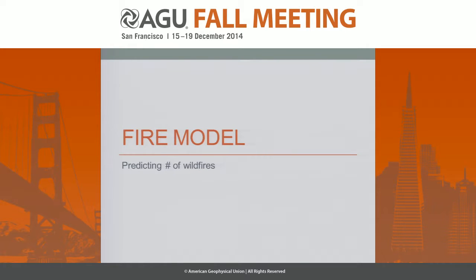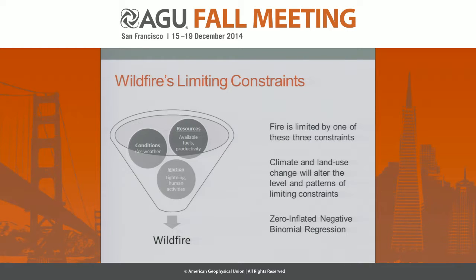Maybe the piece that you will be more interested in is the fire modeling. The idea is to predict the number of wildfires in any particular cell for the same period, 2000 to 2050. We take a wildfire limiting constraints approach to this. This is something that's been discussed thoroughly by my previous boss, Max Moritz, as well as quite a few other people. We're essentially looking at the interactions of conditions, so fire weather, resources, available fuels, plant productivity, et cetera, as well as patterns of ignition, so lightning, human activities, et cetera.